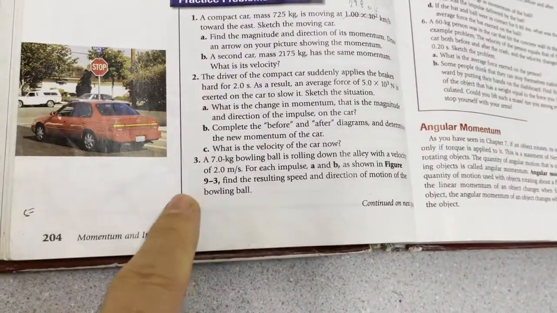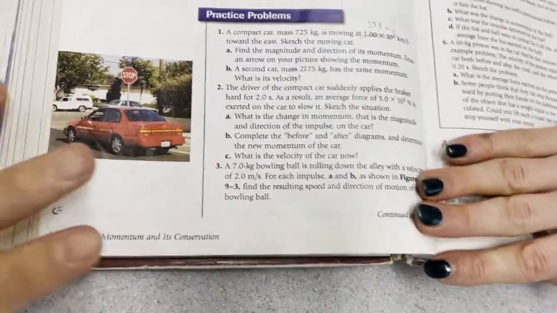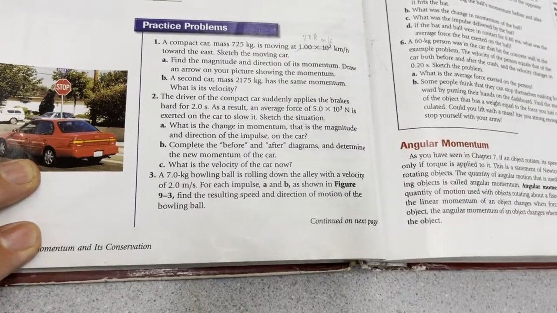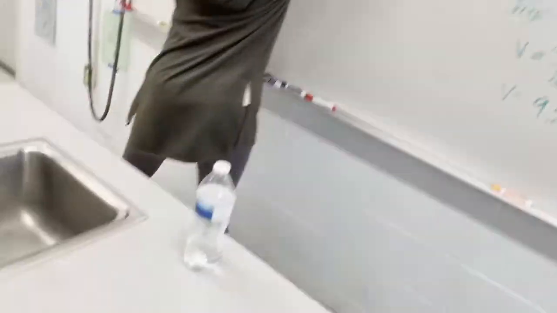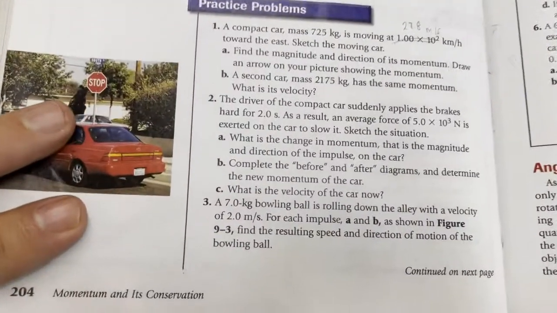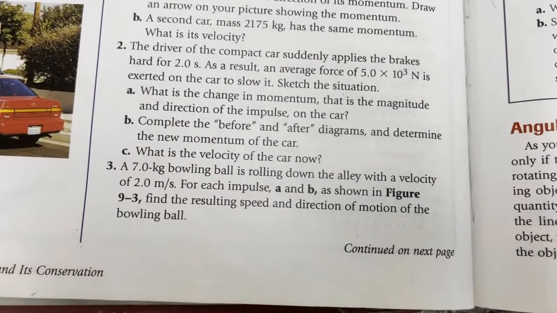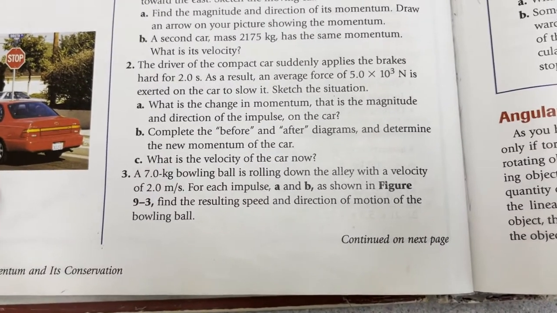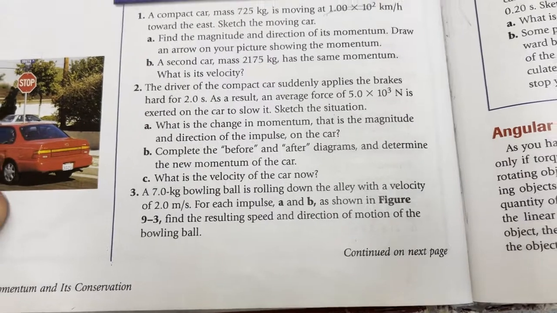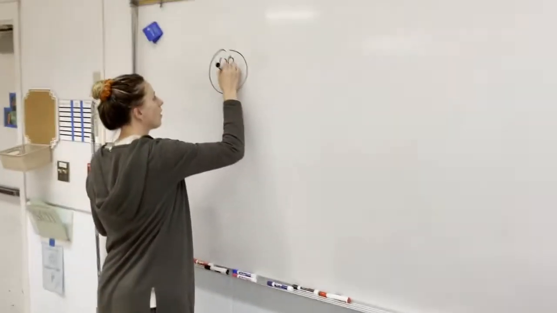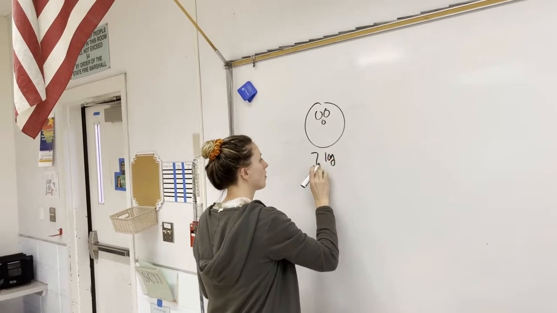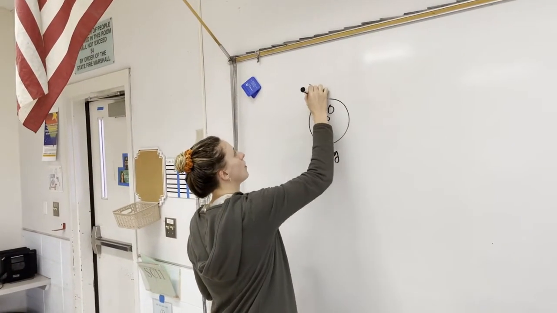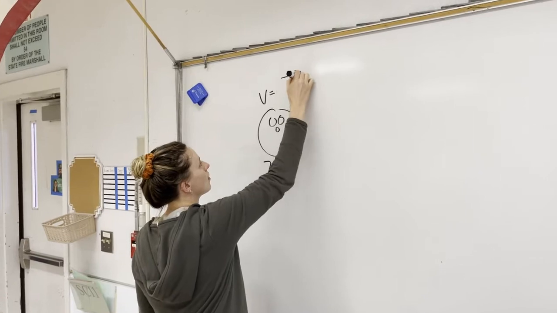I guess that's number 3 here. Should we do that one right now? Let's do it right now. So I can erase these ones. I'll read it while you're erasing. It says, a 7-kilogram bowling ball is rolling down the alley with a velocity of 2 meters per second. So let's start off. 7 kilograms is the mass, and the velocity is 2 meters per second.